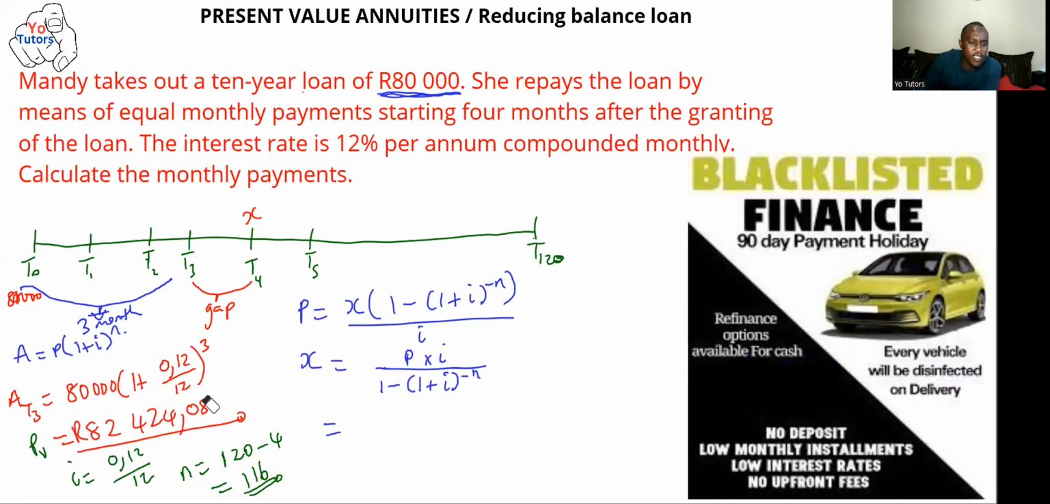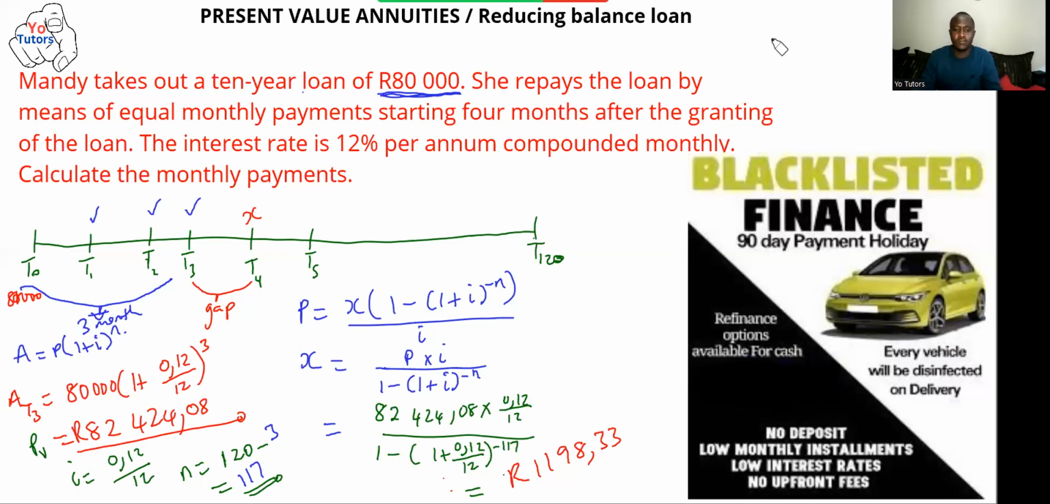Okay, just a correction, guys, here on our N there. The payments that were missed are 3 payments. How many payments? 3 payments. So the missed payments are T1, T2, and T3. So those are the ones that we're supposed to subtract. So we're supposed to say 120 minus 3, which gives us 117. So let's use 117 in our calculations.